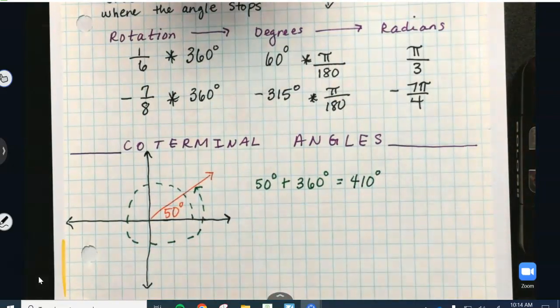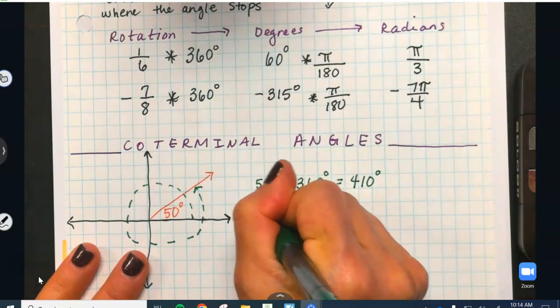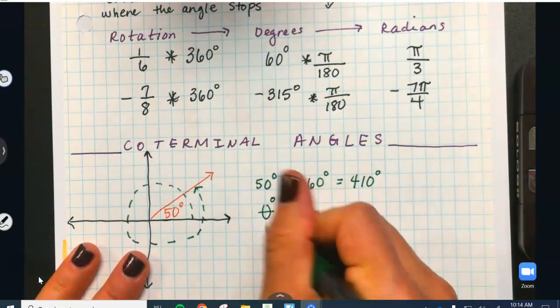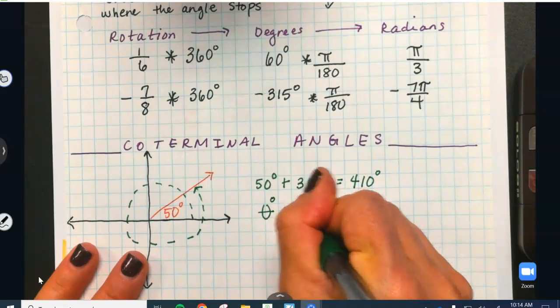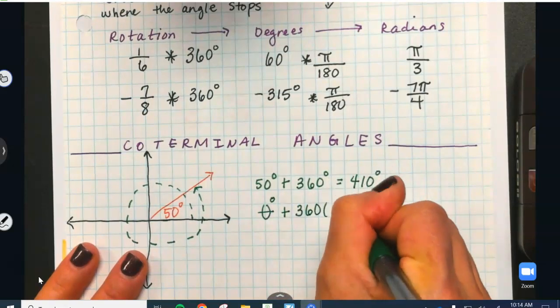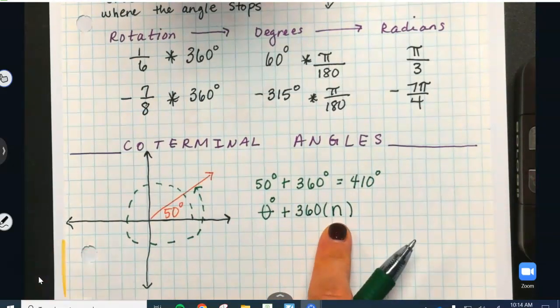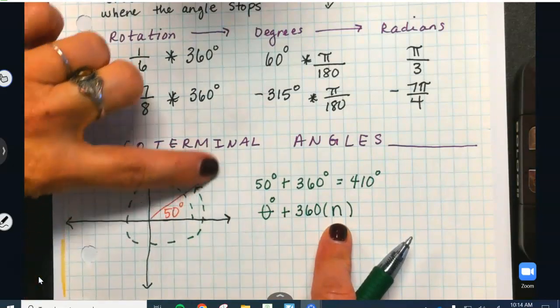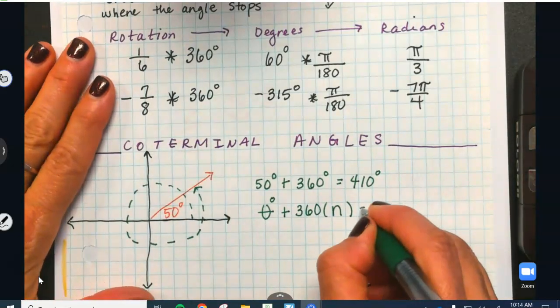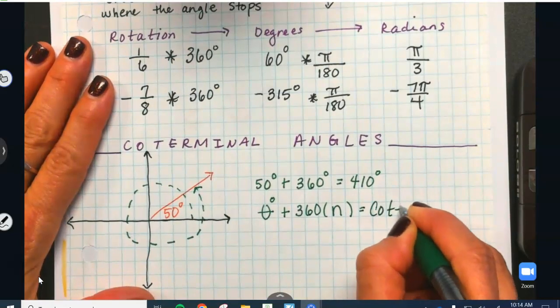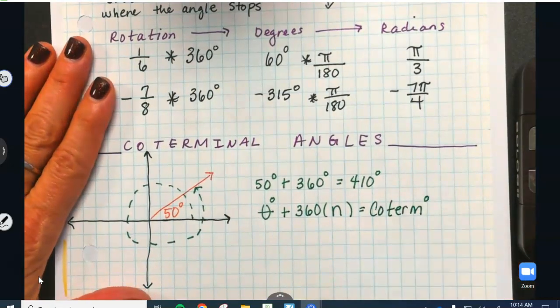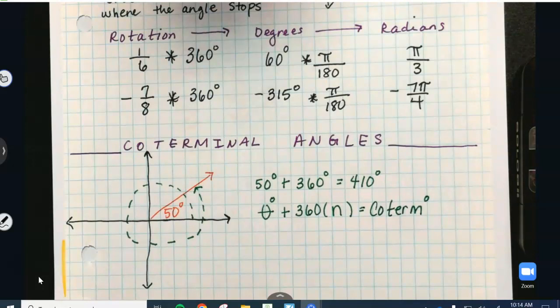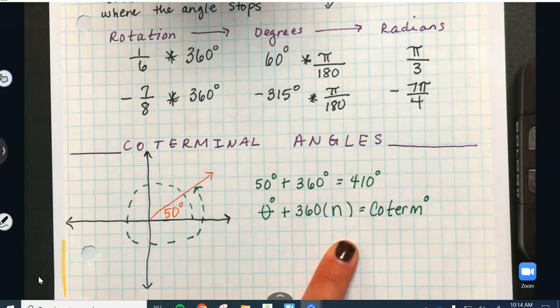So your formula for this is going to be whatever the degrees are for theta, you're always going to add 360 times the number of wraparounds. I'm just going to say the letter N for the word number. The number of wraparounds that you do to go back and touch your terminal angle. So this is always going to give you your coterminal degrees. Now look, that same formula works for going down also.